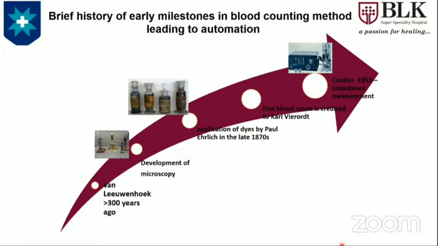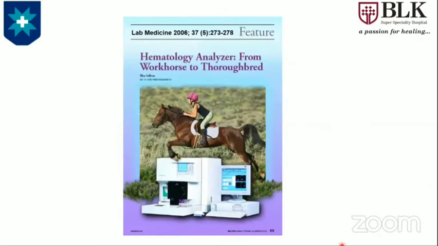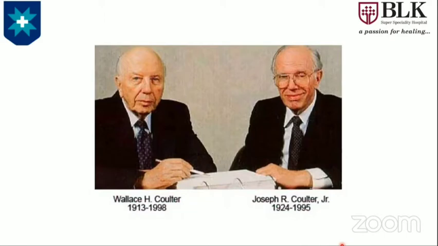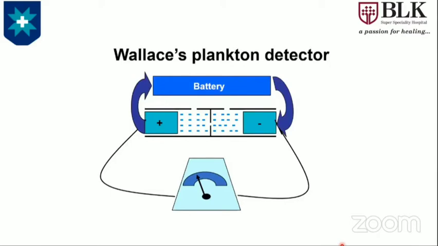And a lot of the credit for getting the hematology analyzer from where it was to a proper thoroughbred machine, which we are dealing with today, goes to a set of people. The entire credit goes to these two gentlemen, the Coulter brothers, who gave us what we call the Coulter principle. And I'm sure a lot of you would have known about it. This was something called Wallace's plankton detector many, many years back, which was important to find out whether plankton were there during the Second World War.